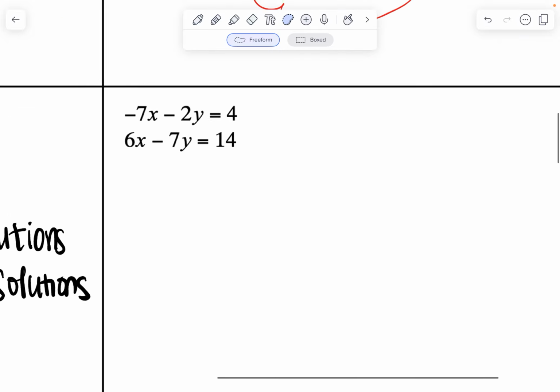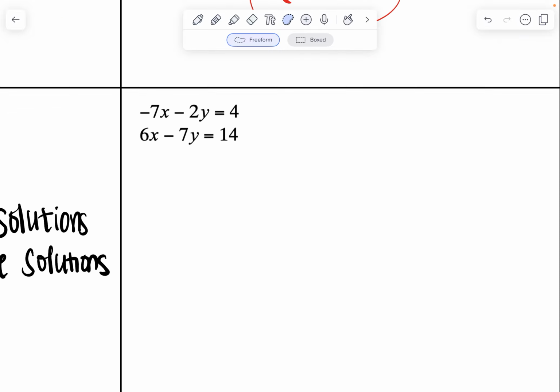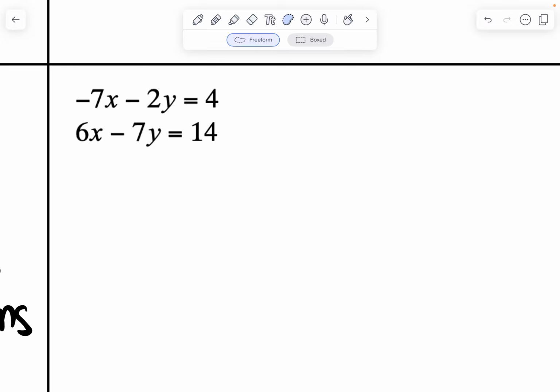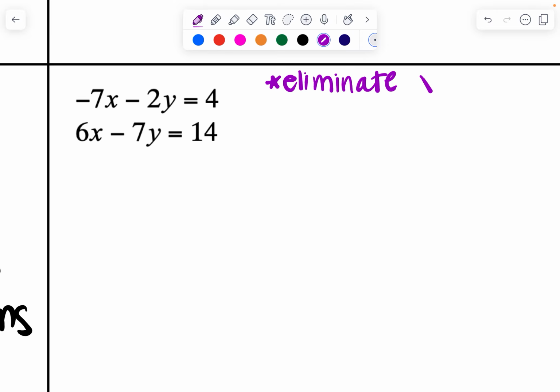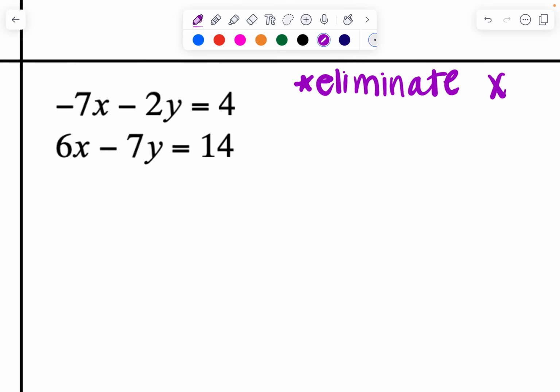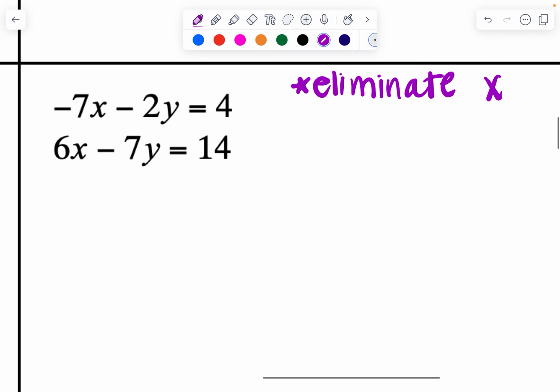All right, let's look at another one. Here, again, we don't have opposite numbers in front of our x or our y, so we need to decide which one we want to eliminate. I'm going to say eliminate the x because we already have a positive x and a negative x. So now I have a negative 7x in my first equation and a positive 6x in my second equation.